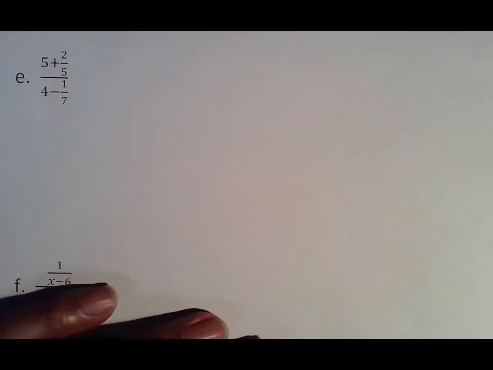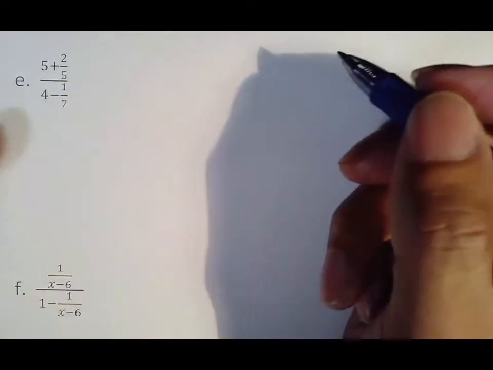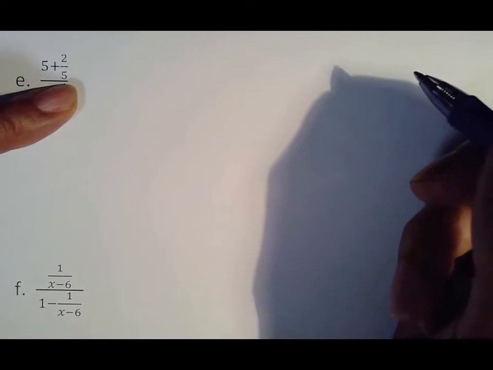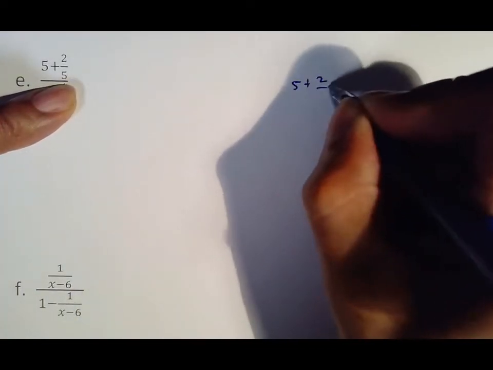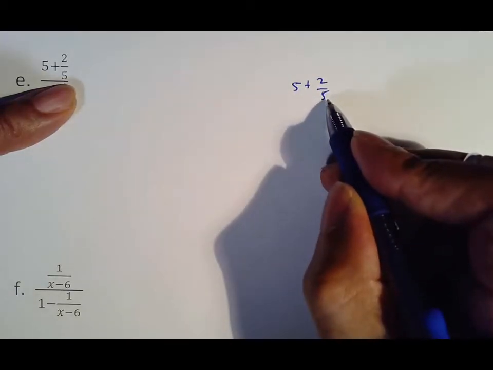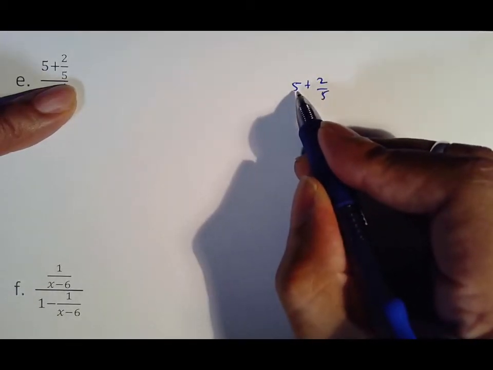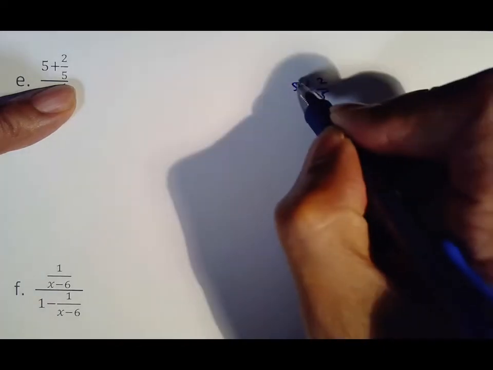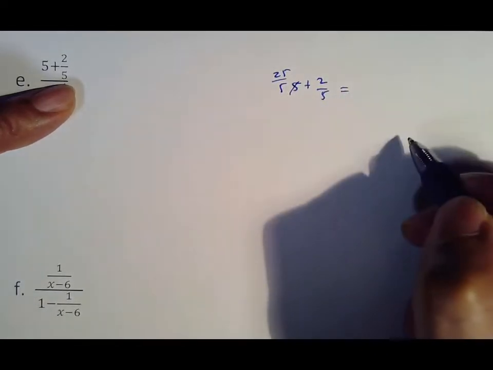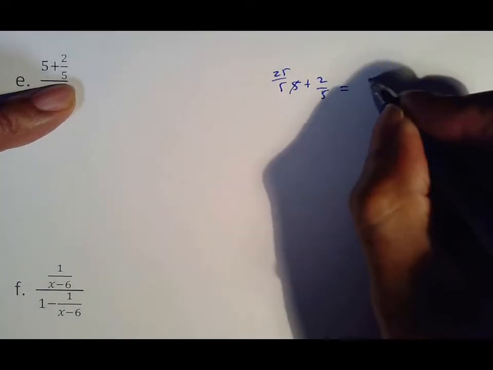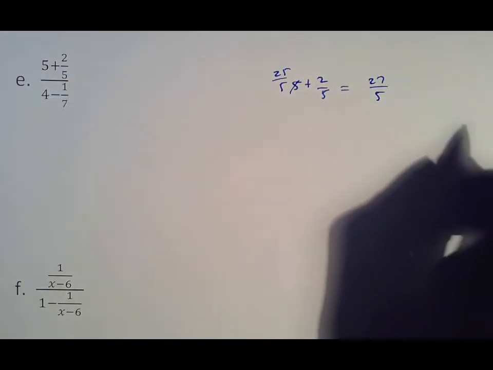E is a complex fraction, but it should not be an issue because I don't think adding fractions is scary. What I will do is work both of these off to the side. So 5 plus 2/5 means I need a common denominator of 5. And the way I rewrite 5 with a denominator of 5 is to multiply by the denominator and put the denominator on the bottom. So 25/5 plus 2/5 is 27 over 5.